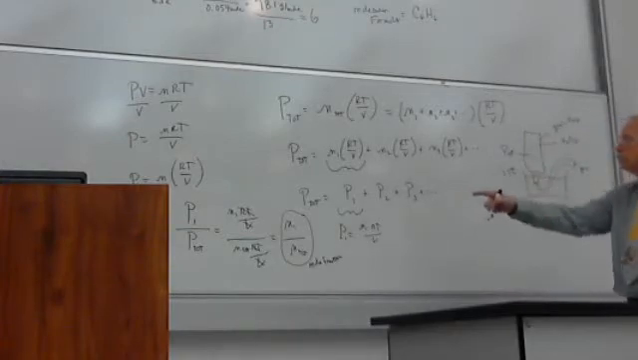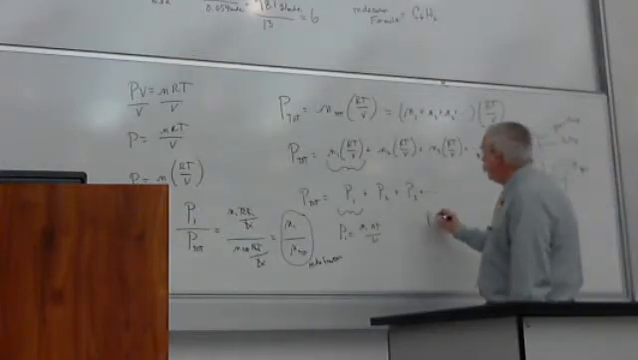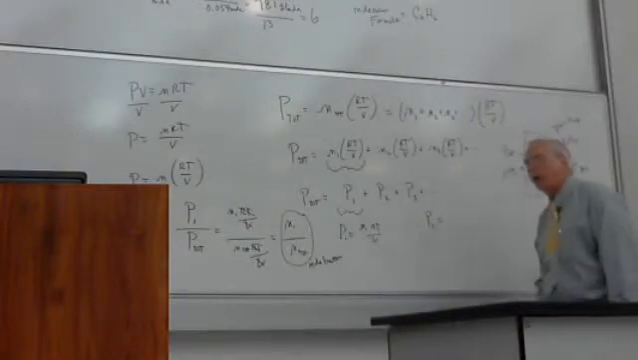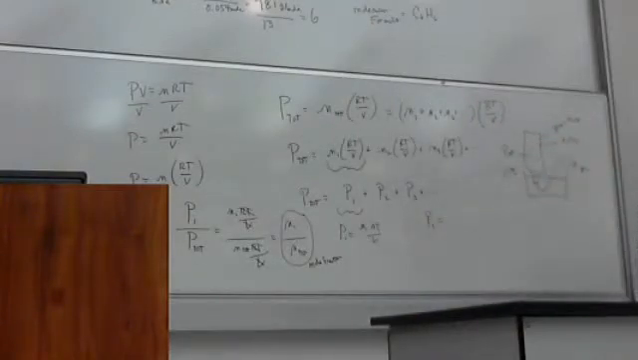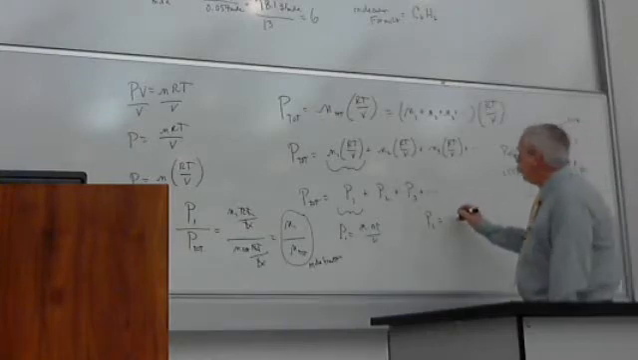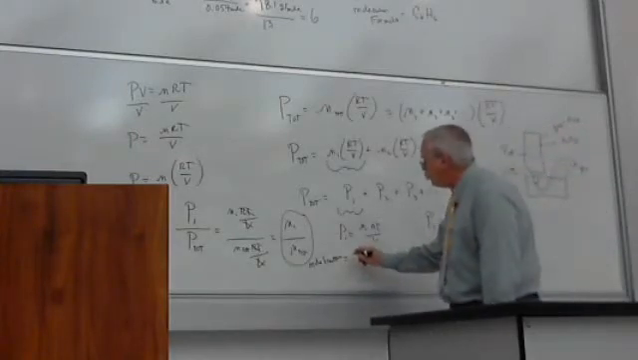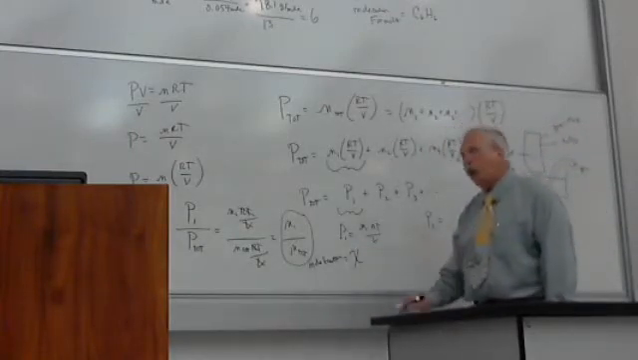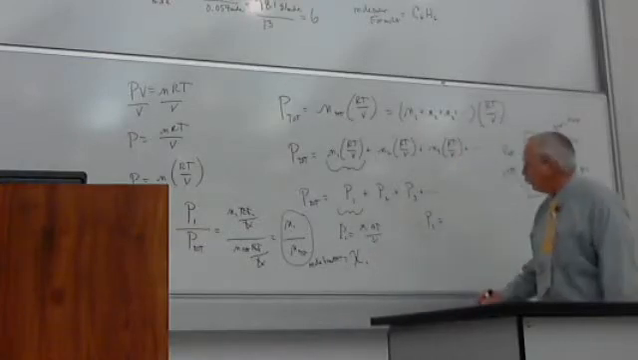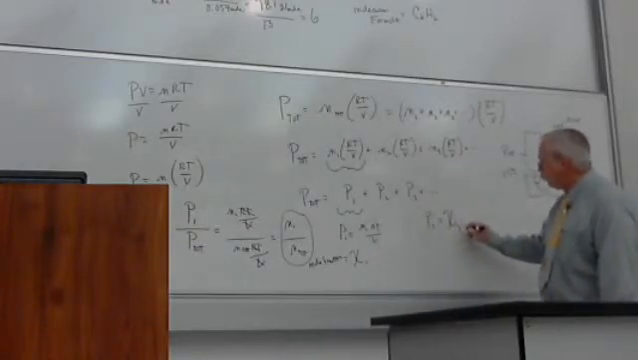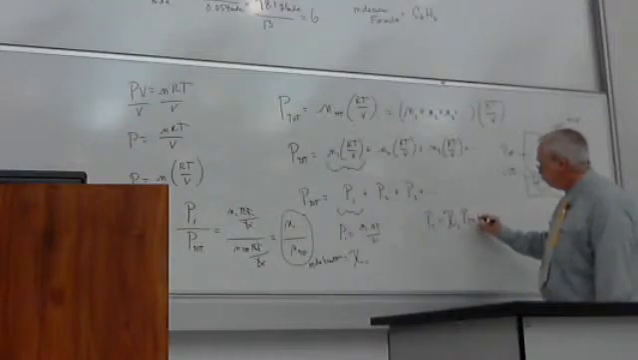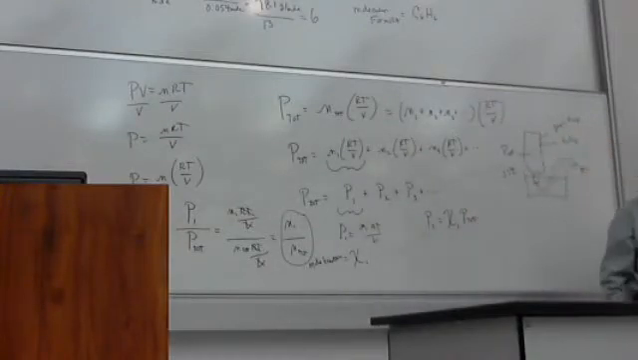Well, let's rearrange this a little bit and look what we get. That the partial pressure of our gas number 1 is equal to, mole fraction is usually symbolized by the Greek letter chi, so we'll call it chi1. This is equal to the mole fraction of 1 times the total pressure for that sample. So if we know the mole fraction, we can find the individual pressures of our substances.